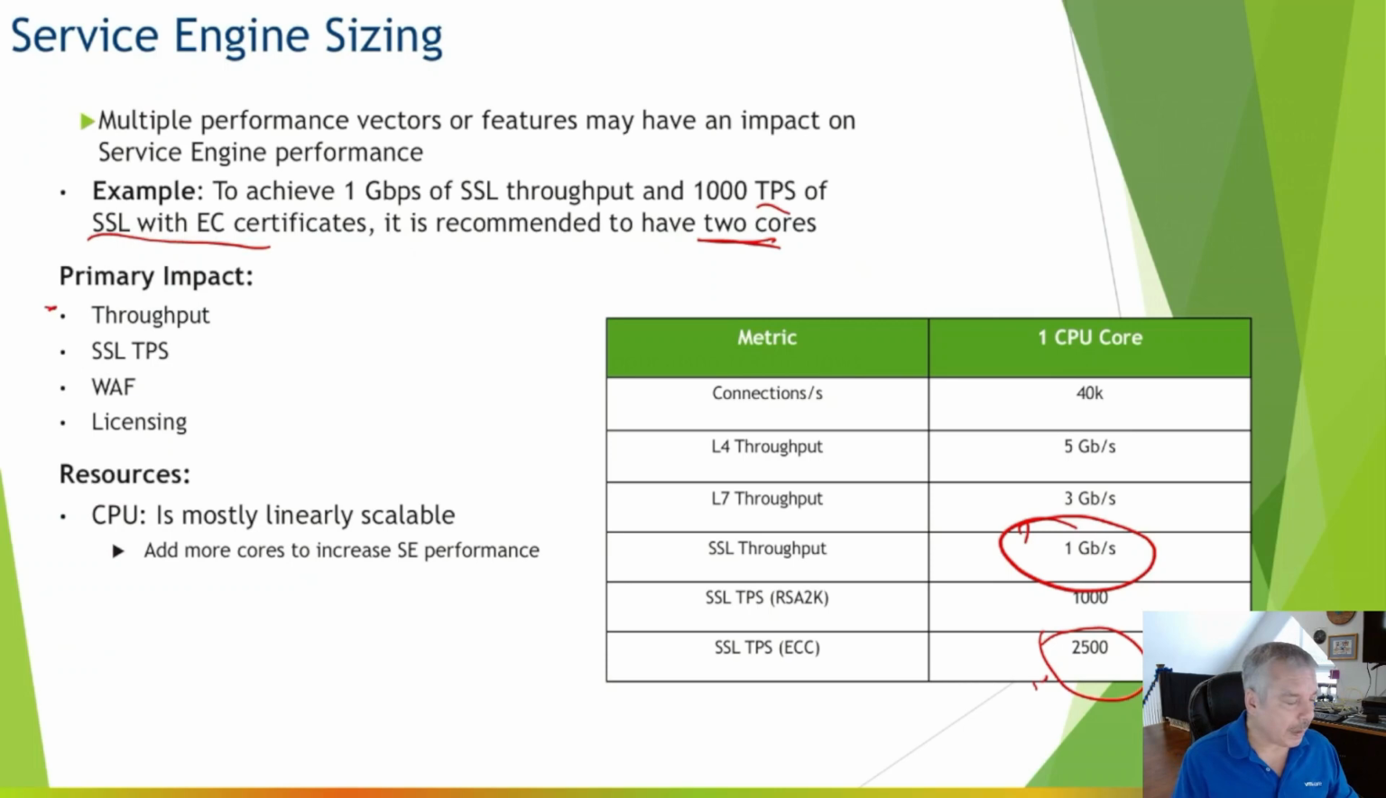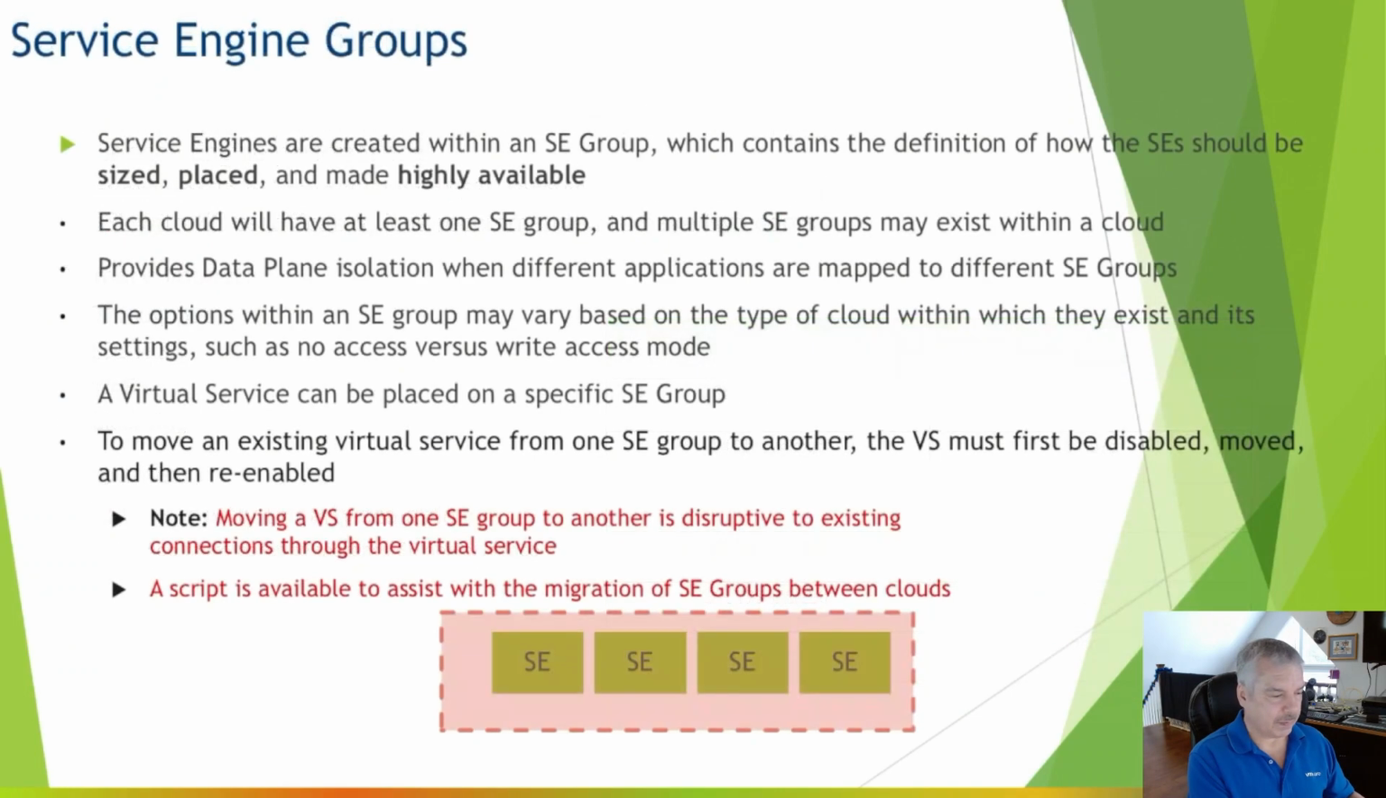so the primary impact on what's really going to impact the performance is your SSL, web application firewall, possibly licensing as well. And it says CPU is mostly linear scalable. So if you have 2 CPUs here, you get 40,000, that sort of thing, right? So this gives you kind of a good starting point, all right, on the service engine, how big it should be, so to speak, right?